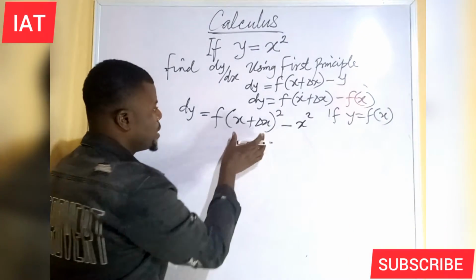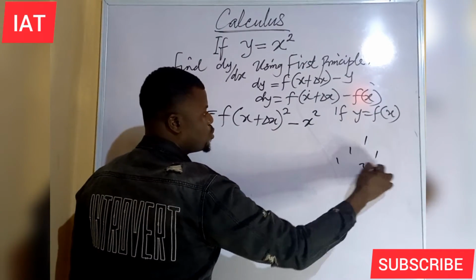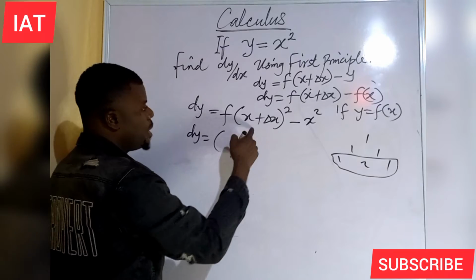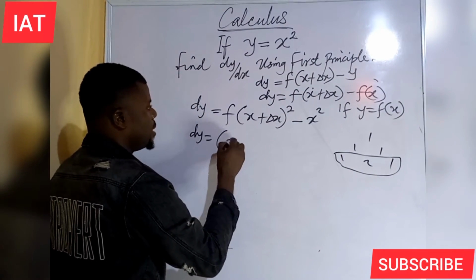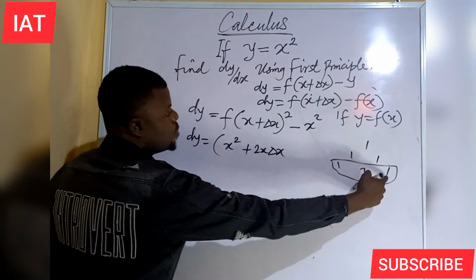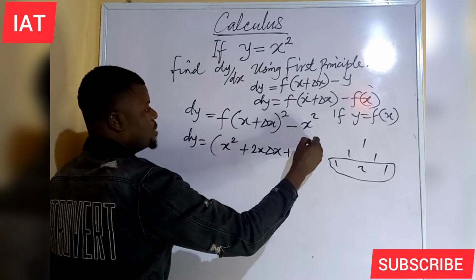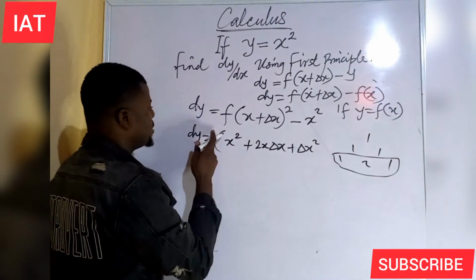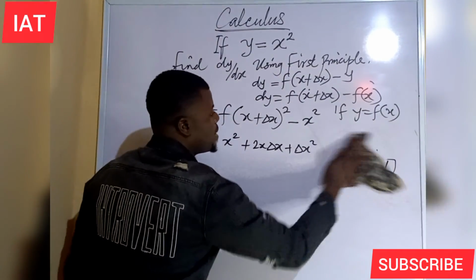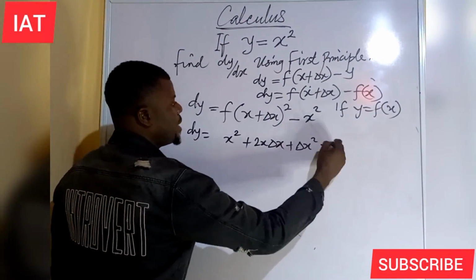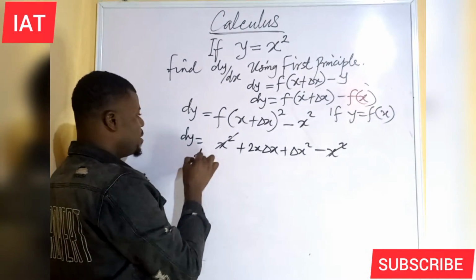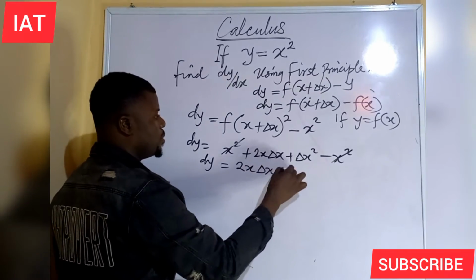By using Pascal's triangle to expand this function, we have 1, 1, 1, 1, 2, 1. So this is the expansion for a square. So let's use it to expand this. Here we'll be having 1 times x, which will give us x squared, plus 2 times x dx, which will give us 2x dx, plus 1 times dx, which gives us dx squared. So that is the expansion. Hence, we don't have a constant there, so we can do away with this bracket so that we can have enough space to do our job, minus x squared. At this point, you can see that x squared is common and can easily cancel out. So dy will be equal to 2x dx plus dx squared.